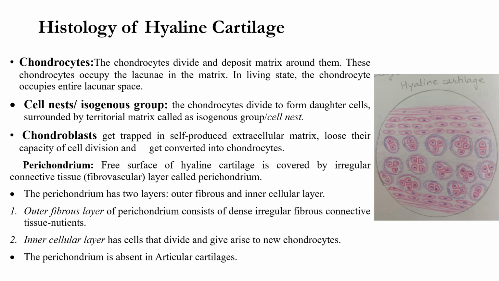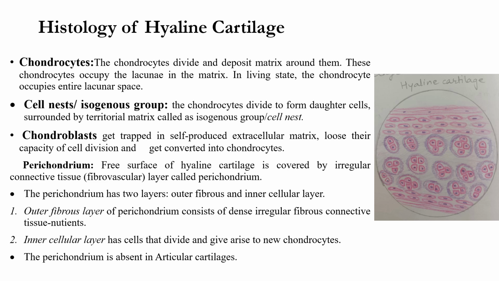And particularly in hyaline cartilage, the identifying feature, the peculiarity of hyaline cartilage, is the presence of cell nests or isogenous groups. The chondrocytes divide to form daughter cells and they are surrounded by territorial matrix, and this is known as an isogenous group or cell nest. So what is a cell nest? It is the chondrocytes that divide to form daughter cells. Two or more chondrocytes surrounded by territorial matrix form the cell nest appearance.